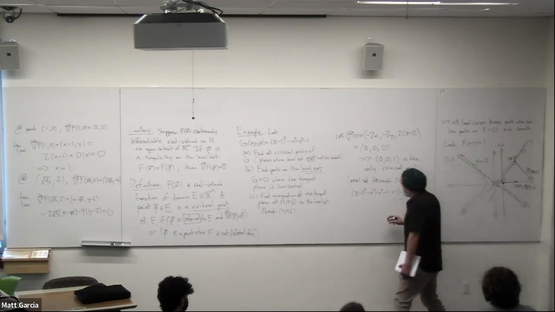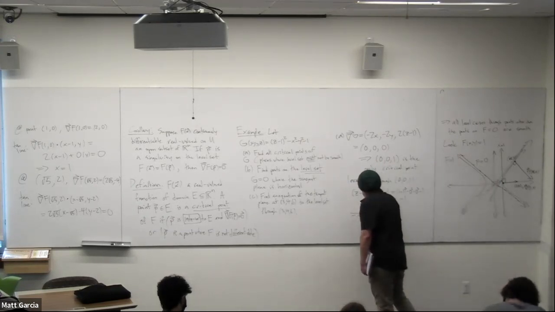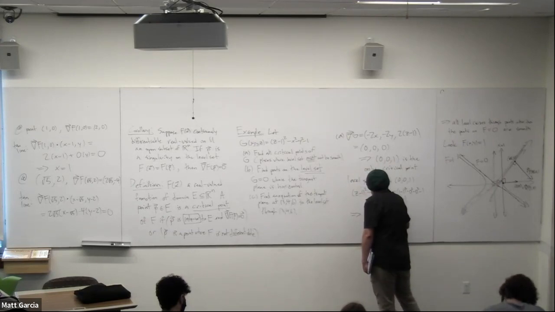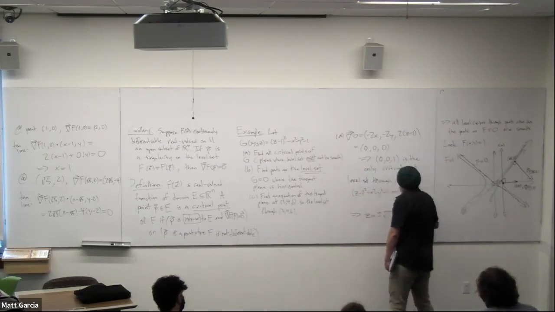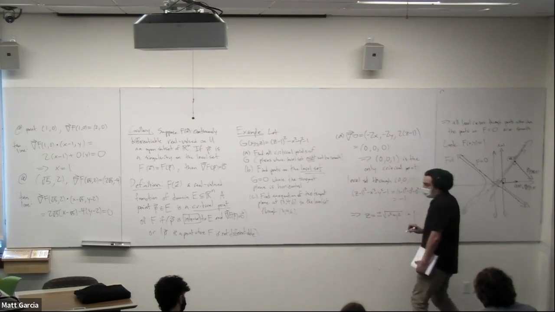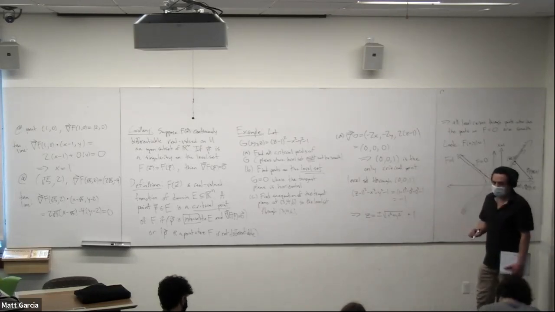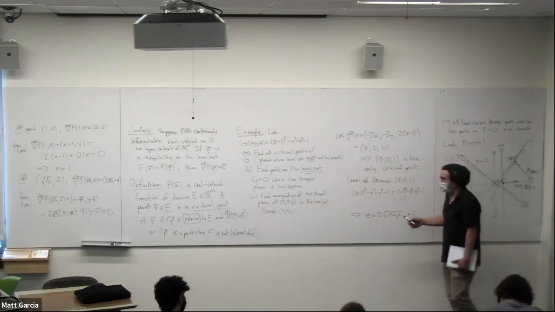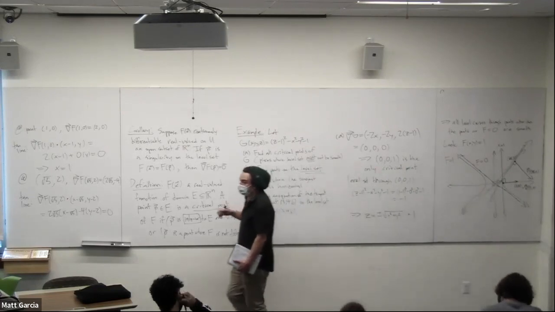Okay, if we solve for z, what does this give us? Plus or minus the square root of x^2 + y^2, and then outside the square root plus 1. Right? What does this graph look like? What's the graph of this function, i.e., the graph of the level set g equals -1?